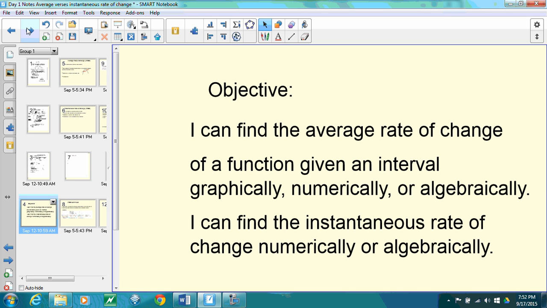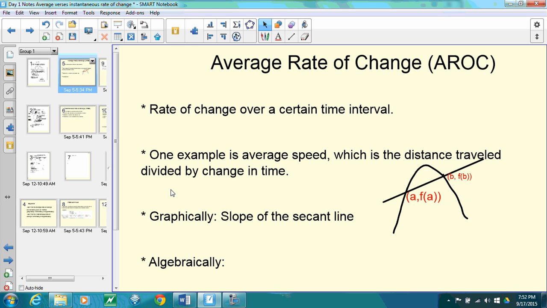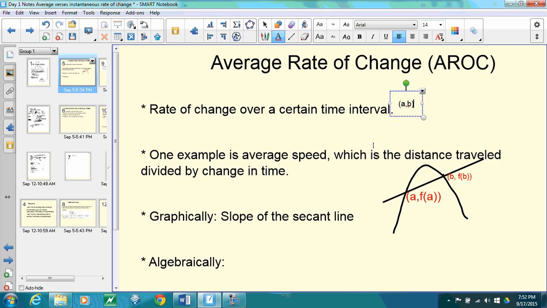So we're going to look at rates of change, and that's one of the main topics of calculus. So the first thing is average rate of change, which I tend to call AROC because it's easier to write. So it's these main things. It's the rate of change over a certain time interval. They usually write the time interval as A to B. And one example is average speed, which is the distance traveled divided by the change in time. That would be an average rate of change.